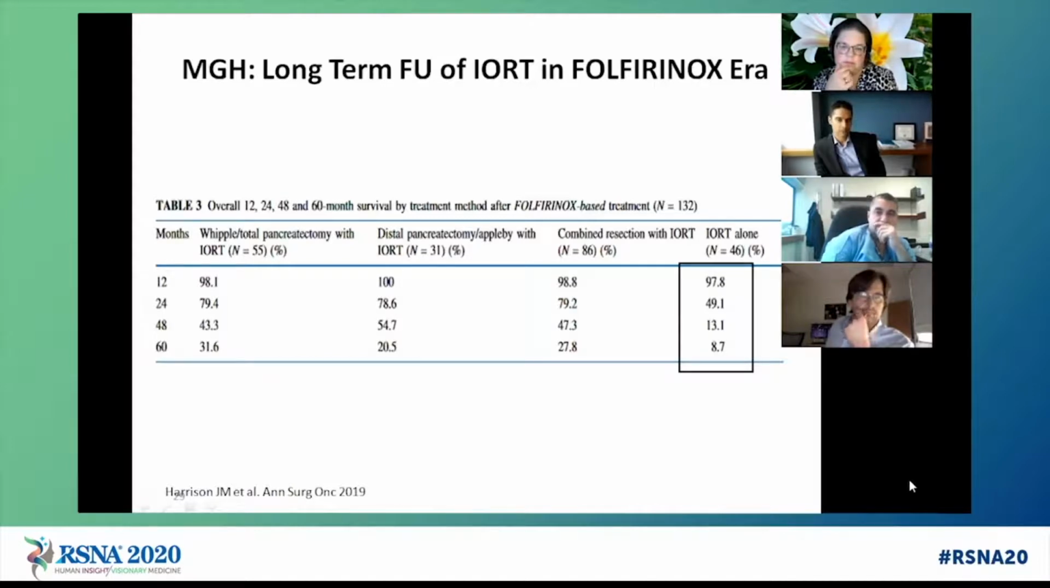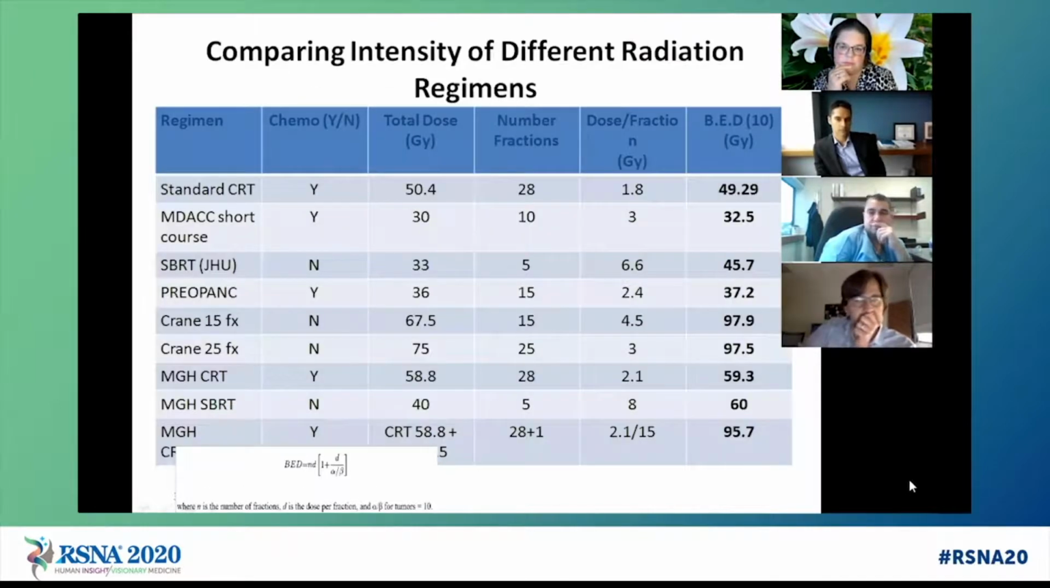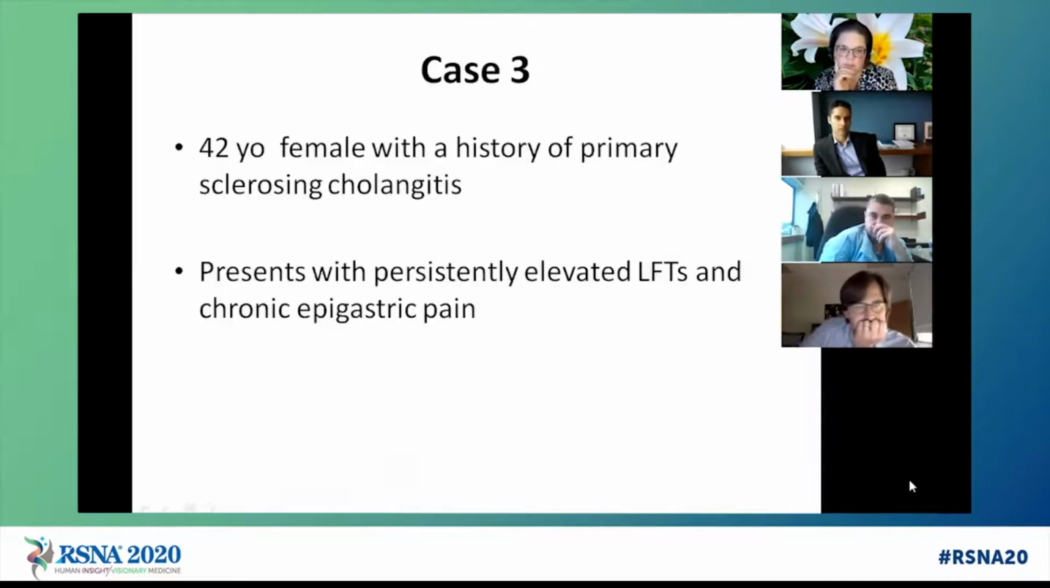So there is a tail on this curve. 4-year survival is 13.1%. And this is just a comparison of different fractionations and BEDs across the board. Okay, so that's the end of case 1 and case 2, which was a blend of 2 pancreatic cancer patients, as we move to the third case.